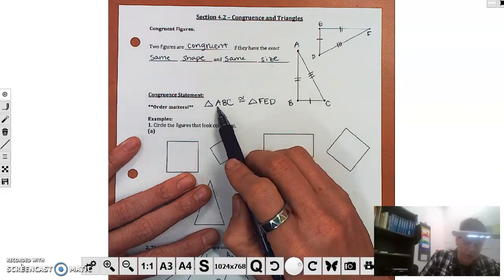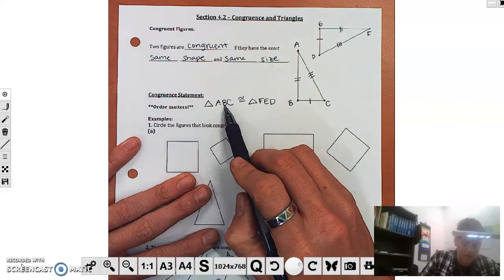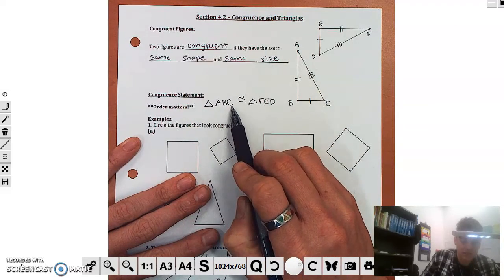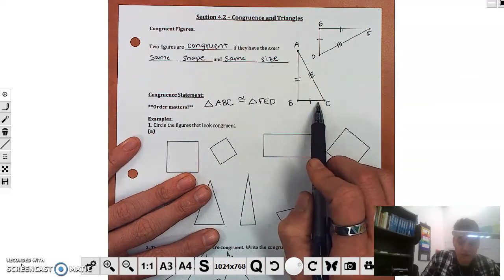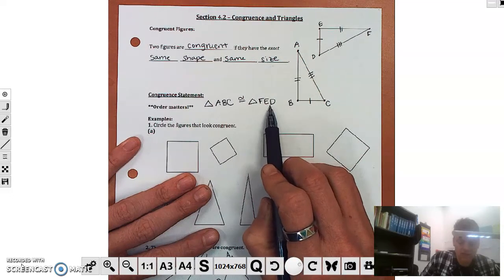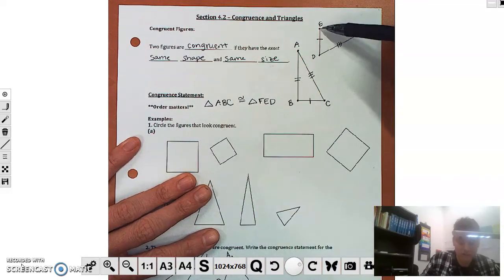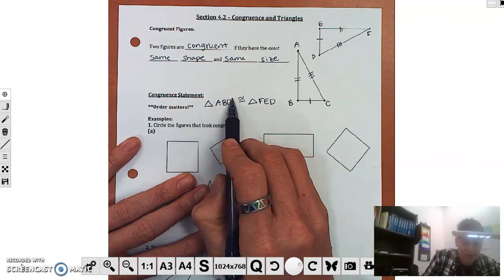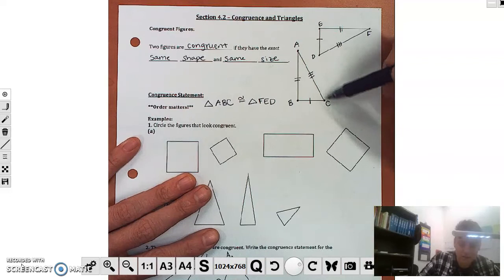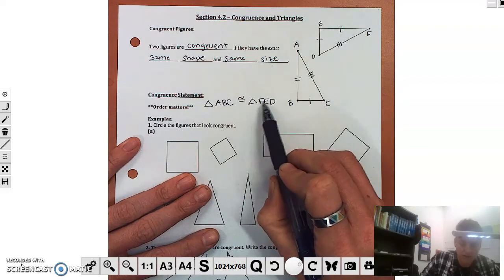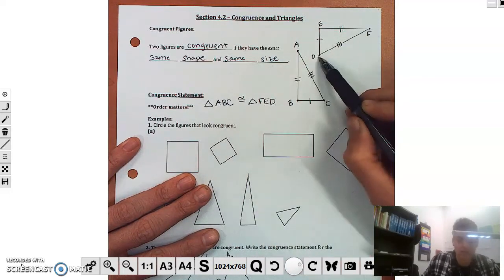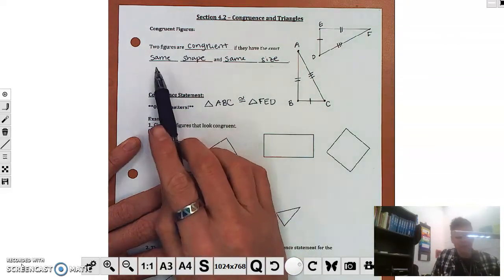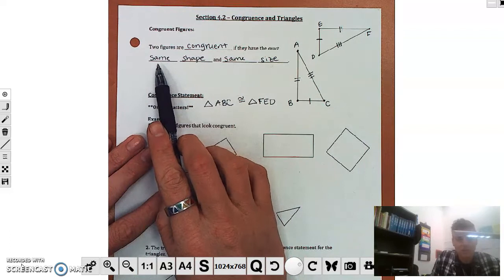So we'll have segment AB is going to be congruent to segment FE. We've got segment BC, that was our short guy here. That's congruent to segment ED, that's our short guy here. And then we have segment AC. AC is congruent to FD. Cool.